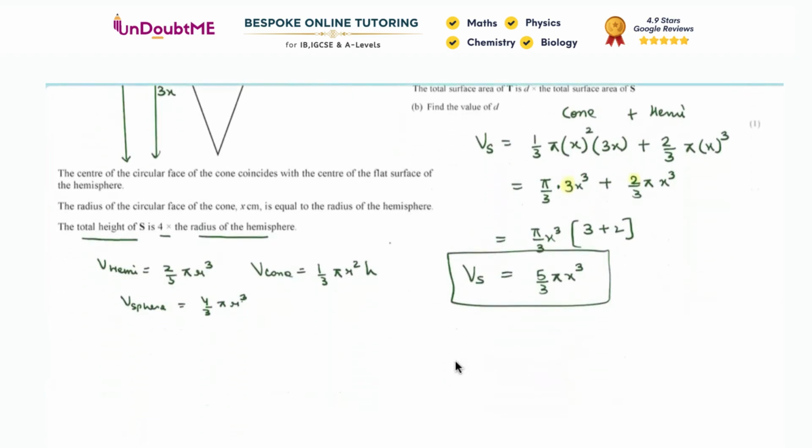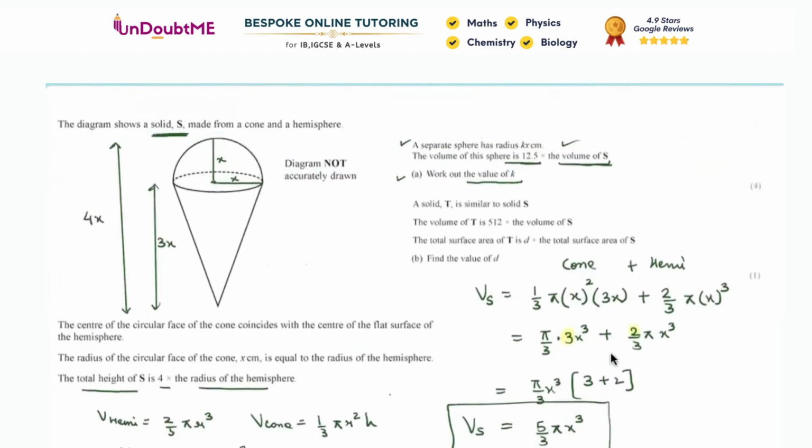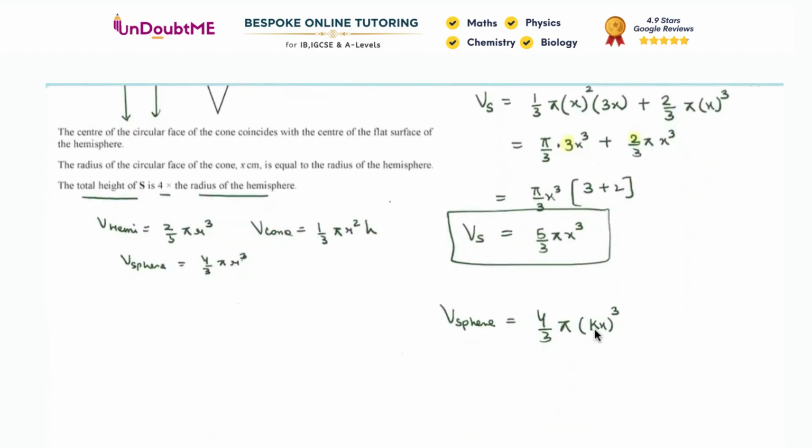So the volume of the sphere is 4 by 3 pi kx cube. Why kx cube? The sphere has radius kx. The rest is just the formula. Okay.